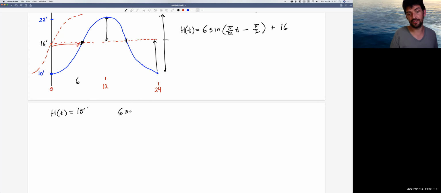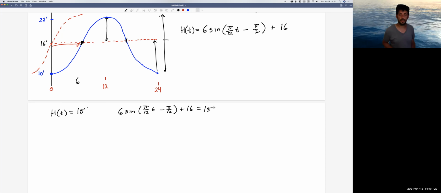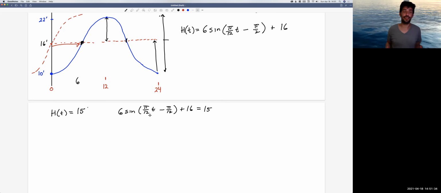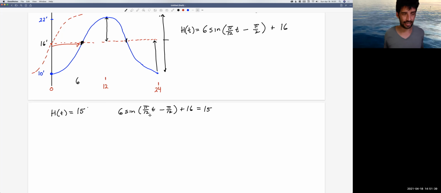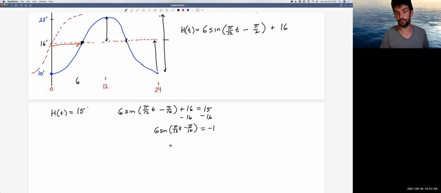This will look like 6 sine of pi over 12 t minus pi over 12 plus 16 equals 15. Okay. So when we want to solve for t, t is inside sine right now. We can't get at it without using inverse sine. But first I want to take care of all that mess on the outside. So for instance, I want to get rid of the 16. So I've got 6 sine of pi over 12 t minus pi over 12 equals -1.